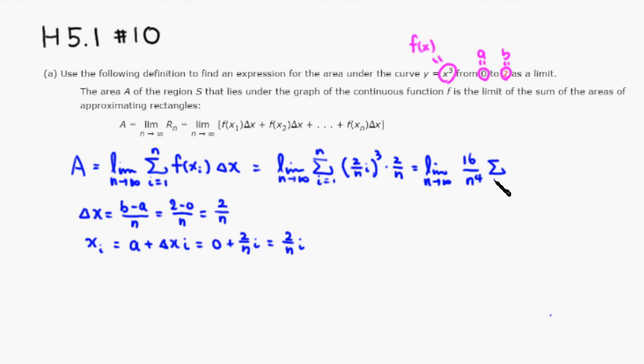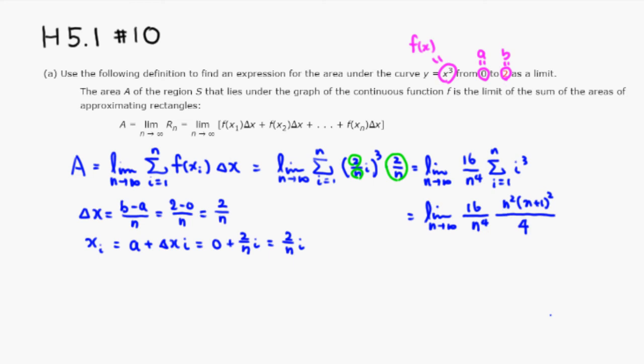Then you have a summation, i goes from 1 to n. So you can see that we took care of the 2 and n and the 2 over n. So the only thing left is i cubed. Using the formula, we have the limit as n approaches infinity, 16 over n to the 4th power, and then here the sum of i cubed is n squared times n plus 1 squared over 4.